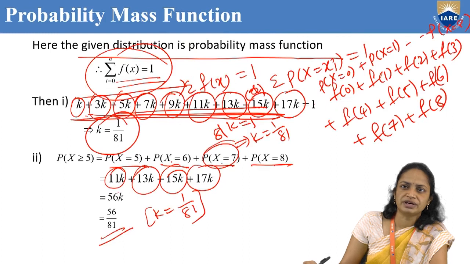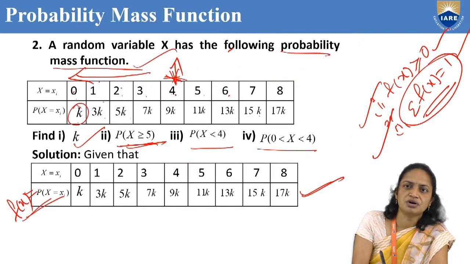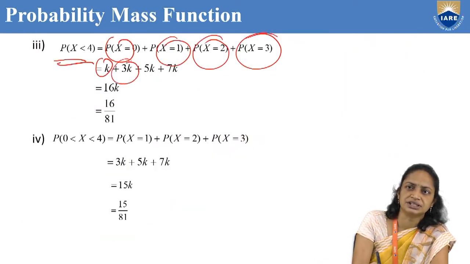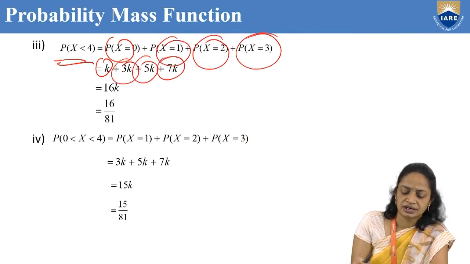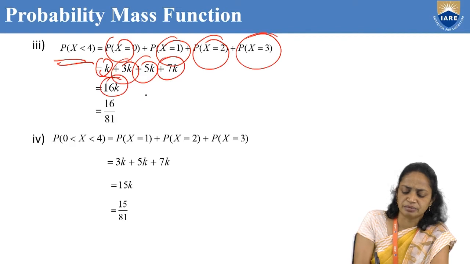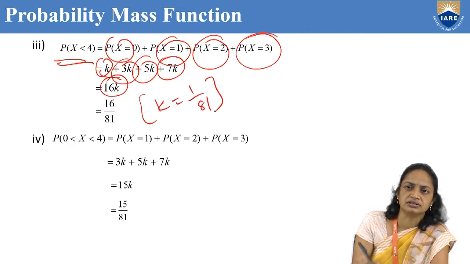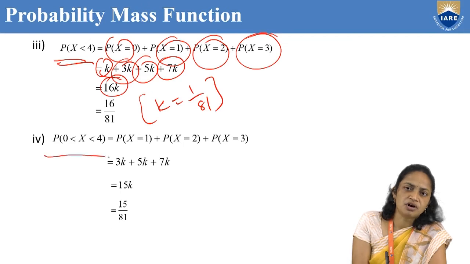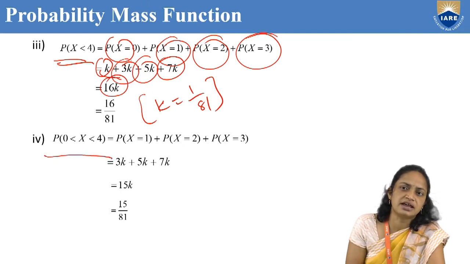We know that p of x equal to 0 is k, p of x equal to 1 is 3k, p of x equal to 2 is 5k, p of x equal to 3 is 7k. Summing all these values, we get 16k. But we know that k equals 1 by 81, so from that we get 16 by 81.